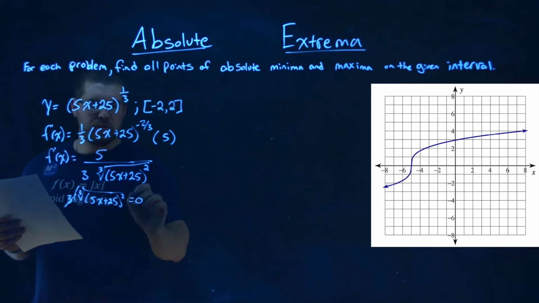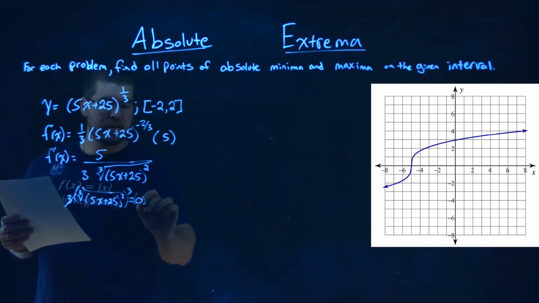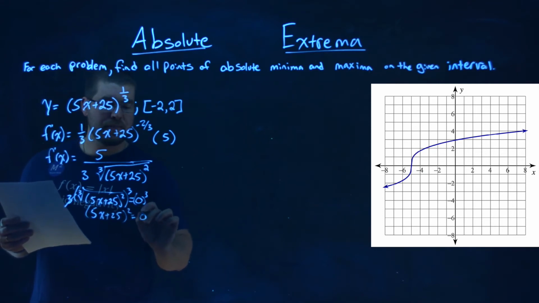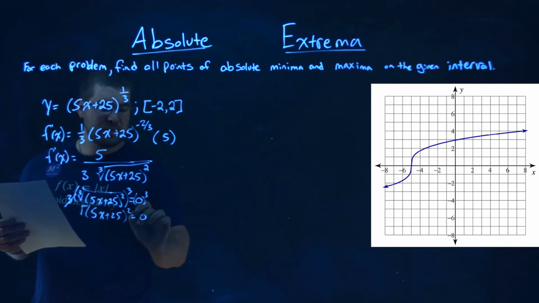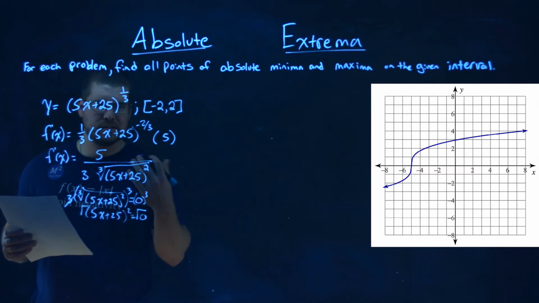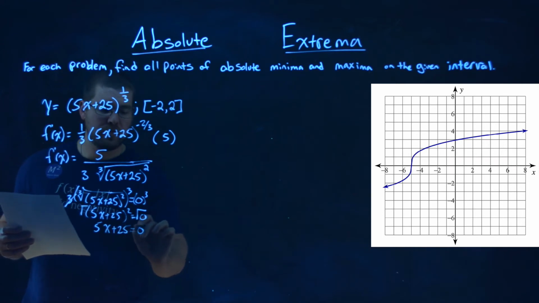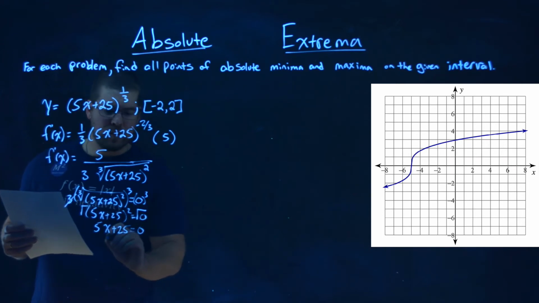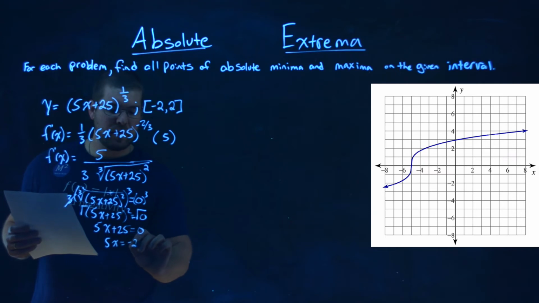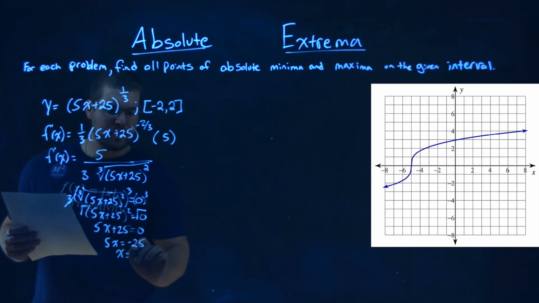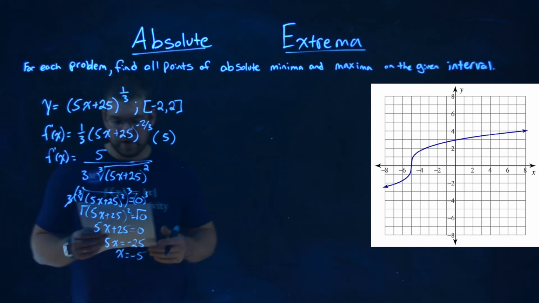If I raise both to the third power here, like this, what are we left with? 5x plus 25 squared equals 0. Take the square root of both sides, same thing. That's the beautiful thing about 0. So 5x plus 25 equals 0. Subtract 25 from both sides, and 5x equals -25. Divide both sides by 5, and we have x equals -5 right there.